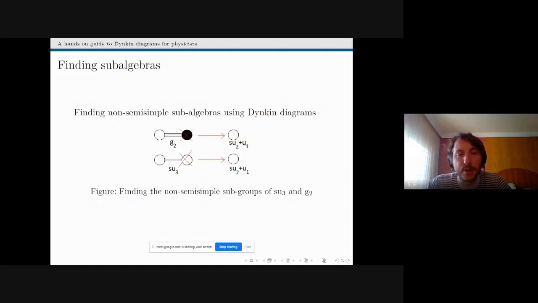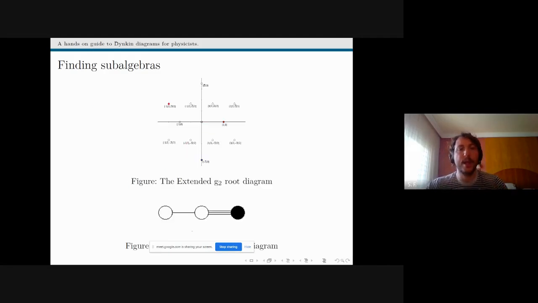Okay, so I told you there are two types of maximal subalgebras. There's the non-semi-simple, and then there's the semi-simple. And to get the maximal semi-simple subalgebras, you have to perform another trick, and that's the following. Every Dynkin diagram has what's known as an extended Dynkin diagram. So the extended Dynkin diagram you get from adding in the most negative root.